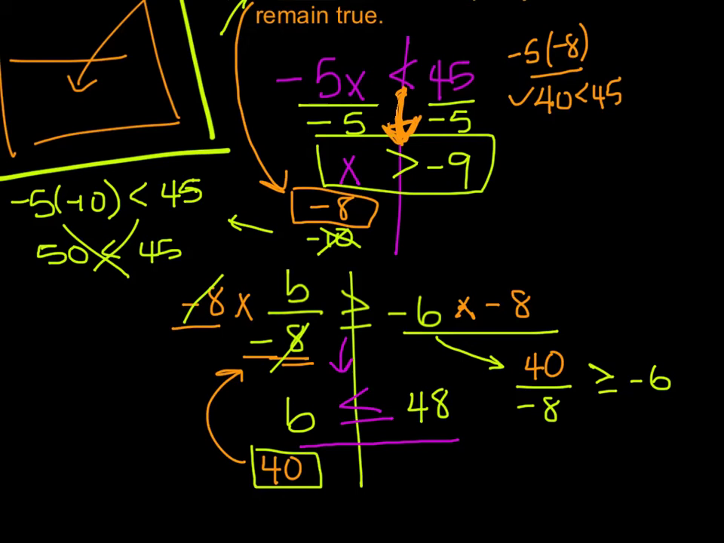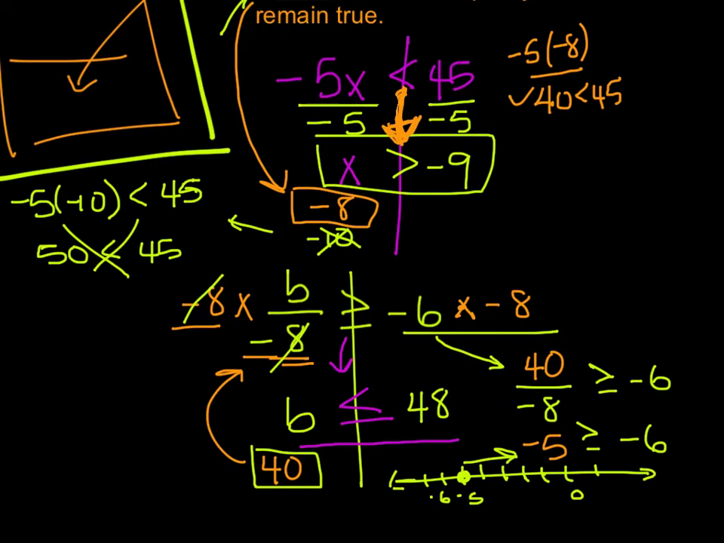So 40 divided by negative 8, we get negative 5. And is negative 5 greater than or equal to negative 6? Yeah, technically it is. So let's do this on a number line. Let's really understand it. We have 0 here, 1, 2, 3, 4, 5, negative 5, and negative 6 is here. So negative 5 is closer to 0 than negative 6 is. So this answer of b is less than or equal to 48 works.